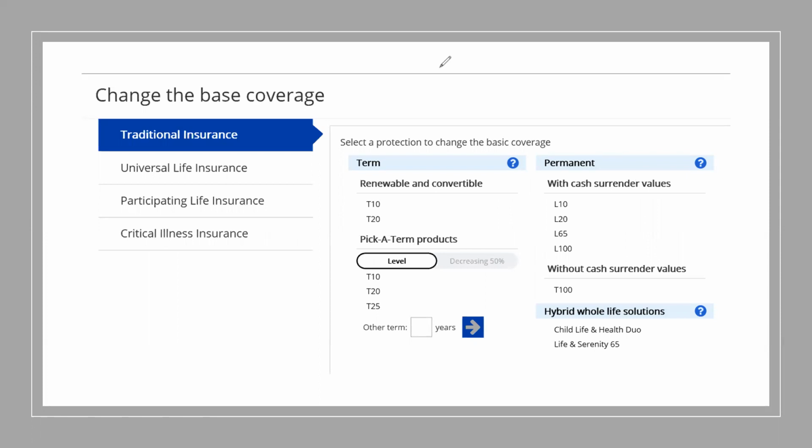This is a page for selecting different types of insurance. You can see term insurance, you can see permanent, and you can see T100 here. And you can also select different types of insurance, including critical illness insurance. Now I want you to pay attention to two features here: renewable and convertible.